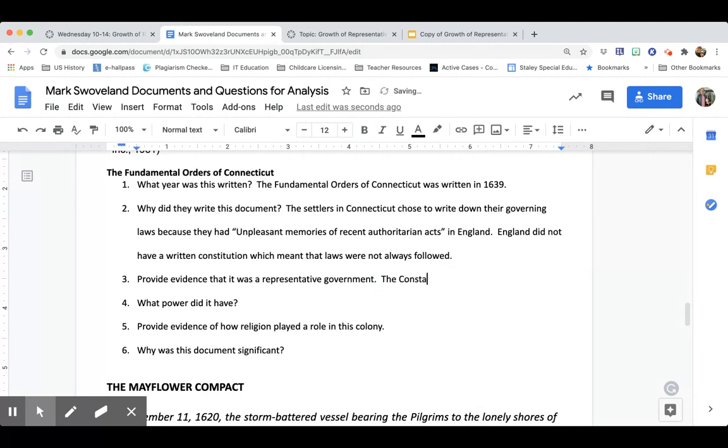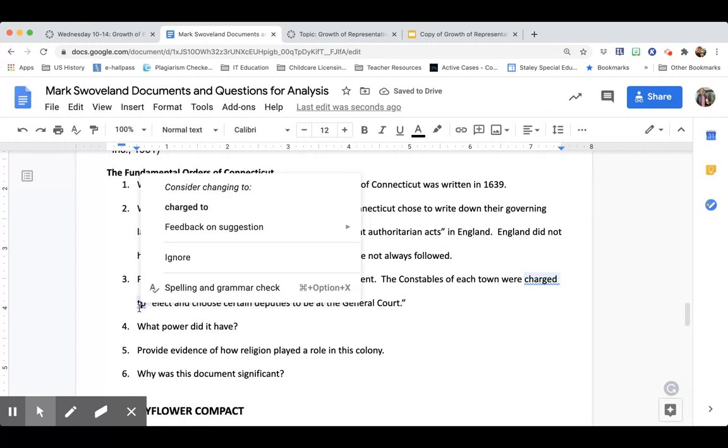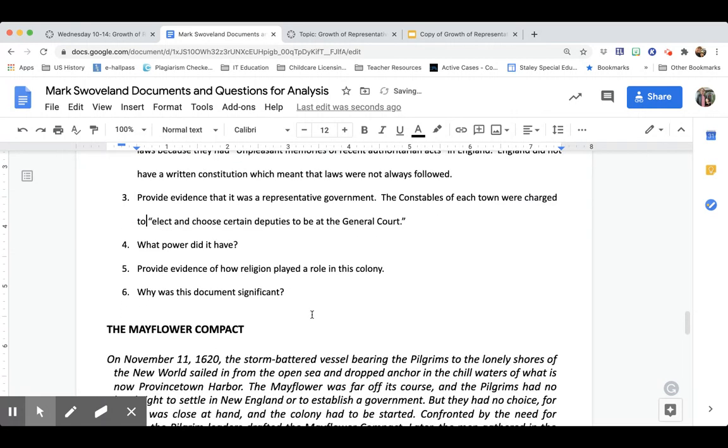I'm going to say the constables of each town were charged with, so that means he's ordered to do something. Charged, quote, to elect and choose deputies to be at the general court, okay? And this is showing us that these are elected representatives. So, provide evidence that it was a representative government. What I said is the constables of each town were charged to elect and choose certain deputies to be at the general court. All right, so I'll give everybody a second or two. You can get that one put up.